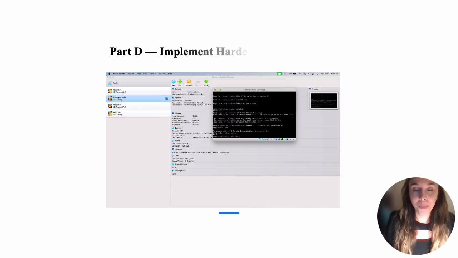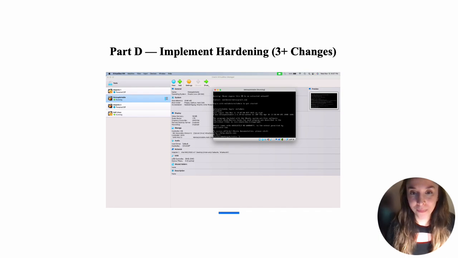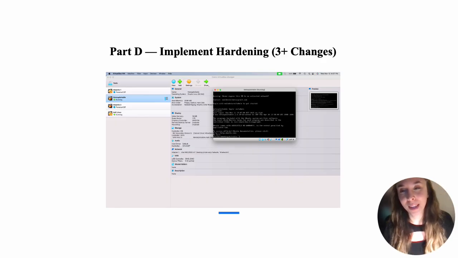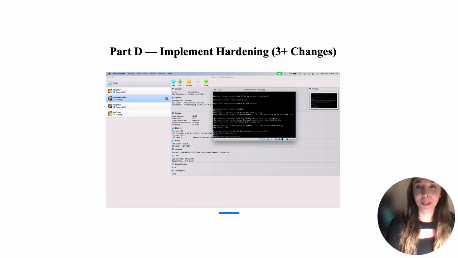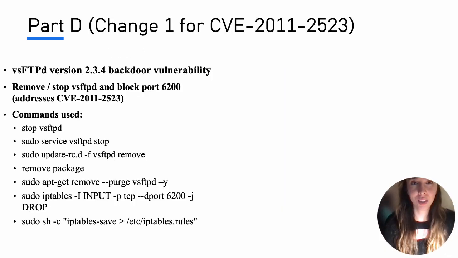Here I have part D, which is implement hardening. The screenshot I provided here first is because I wanted to show you that I was able to successfully get into that Metasploitable 2 VM, and I logged into it with, of course, the default msfadmin. I will be taking you through the implementing hardening parts of the changes in the next slides.